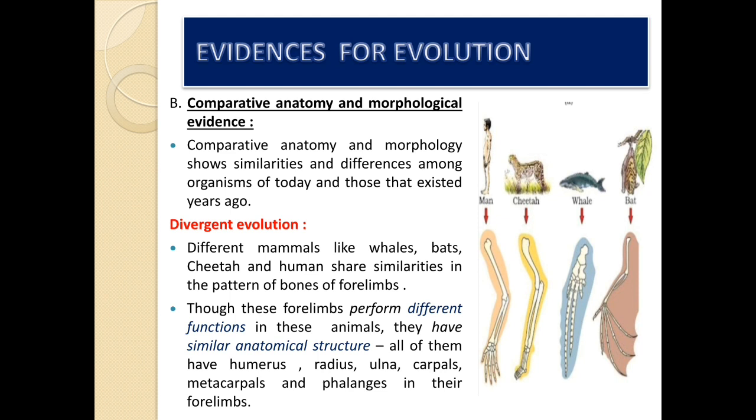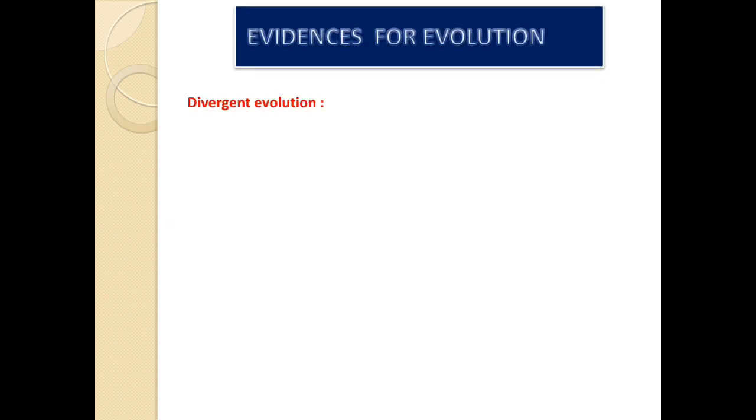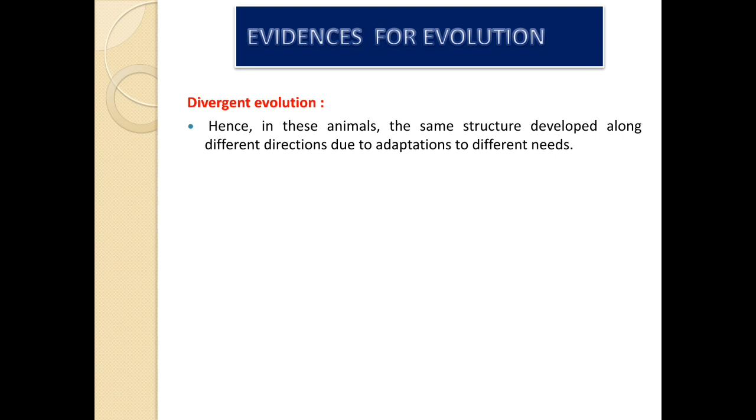So whale, bat, cheetah, human, they all have similar anatomical structure. Their pattern of bones of four limbs are all similar, but they perform different functions. So my dear student, in these animals the same structure develops along different directions due to adaptation to different needs.